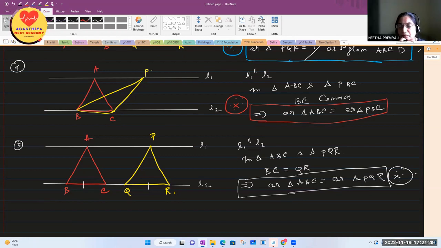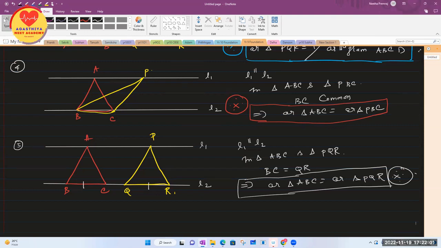Go ahead. Ma'am, angle ABC and angle PBC, two are common, ma'am. Ma'am, the question is asked the two angle ABC equal to angle PAC, ma'am.